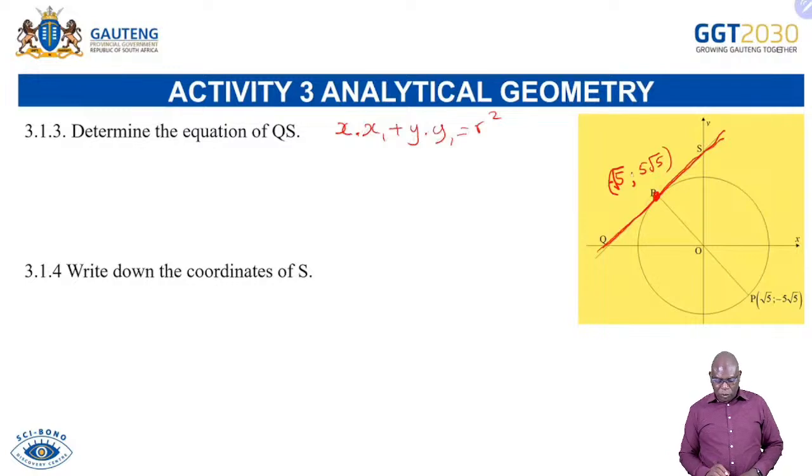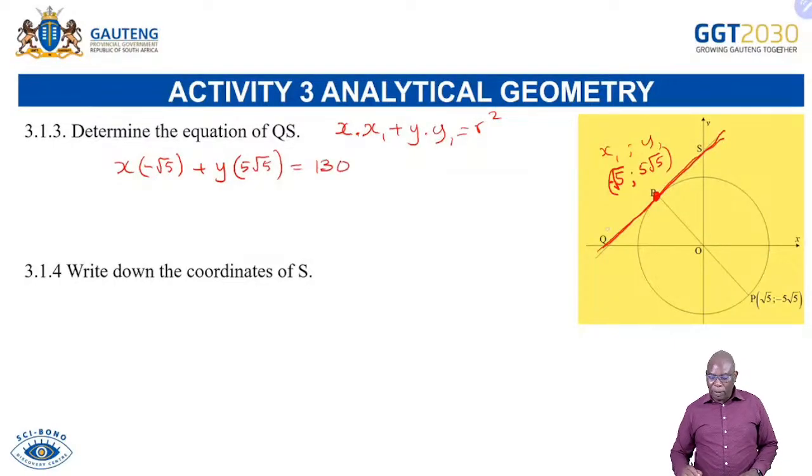So now let's substitute. My x1 is going to be negative square root of 5, plus y multiplied by my y1, which is 5 root 5. The whole thing must be equal to 130. Remember the equation of the circle was x squared plus y squared equals 130. So we take the r squared. We don't take the square root of 130, because the square root of 130 is the radius.